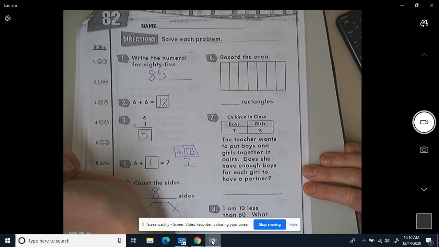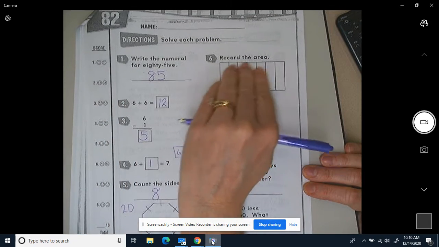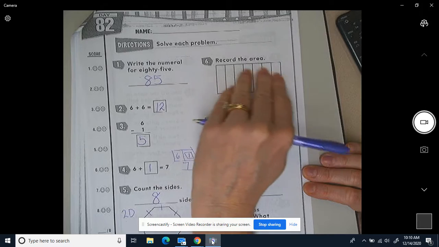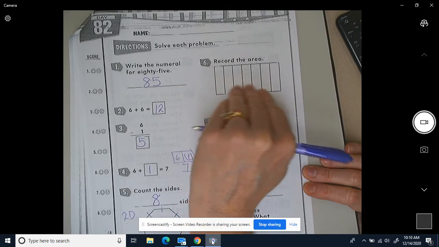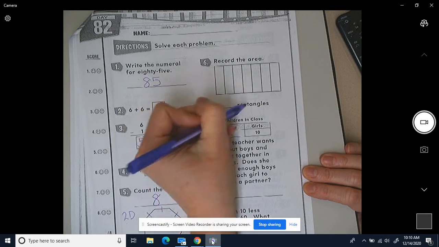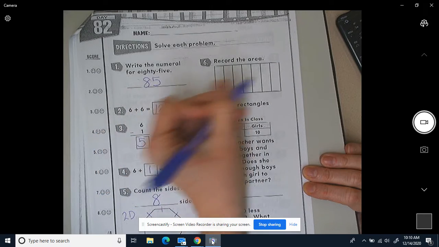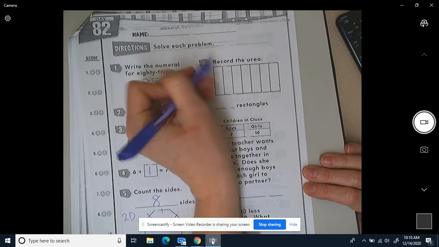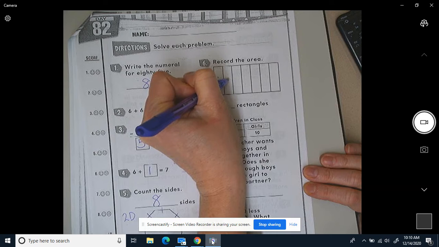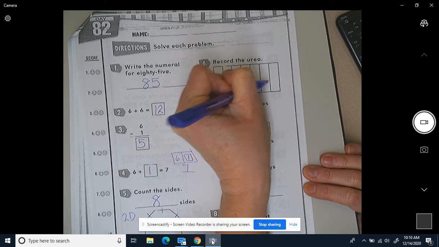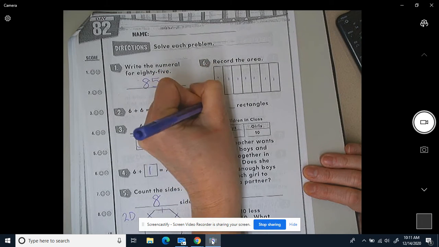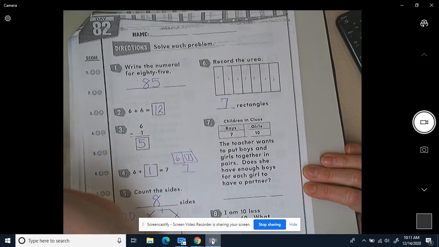Record the area in rectangles. The area is how much space is inside of a shape. So we're going to say how many rectangles make up the area of this larger rectangle. So let's count them. 1, 2, 3, 4, 5, 6, 7. So the area is 7 rectangles.